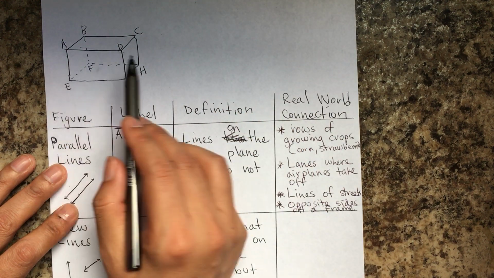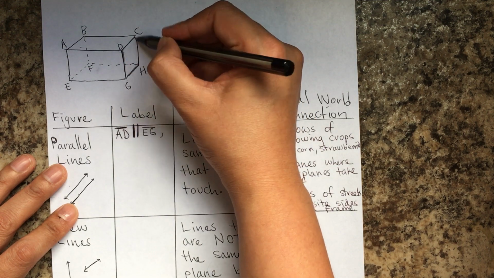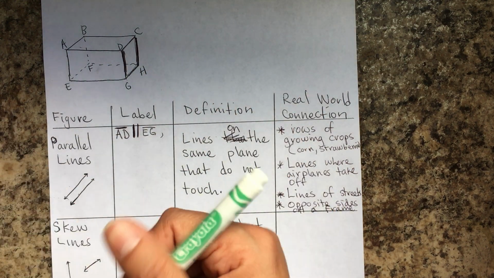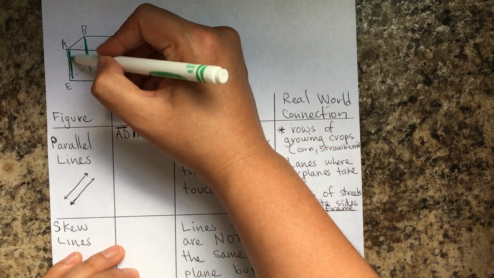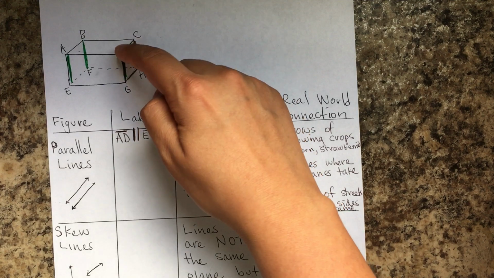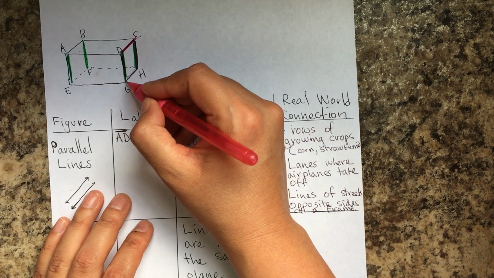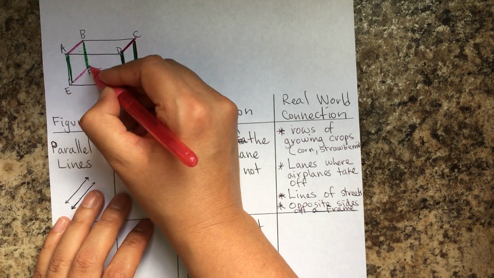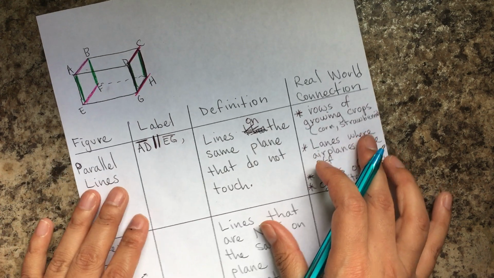Another pair of parallel lines is, for example, this one and this one, which are on the same plane and will never touch. The same for this one and this one are a pair of parallel lines. Maybe I should label them with different colors. So this is a pair, this is another pair of parallel lines. So AE is parallel to BF. DG is parallel to CH. We also have DC is parallel to GH. AB is parallel to EF. I'm not going to write all of them, but I hope you're getting the idea here.